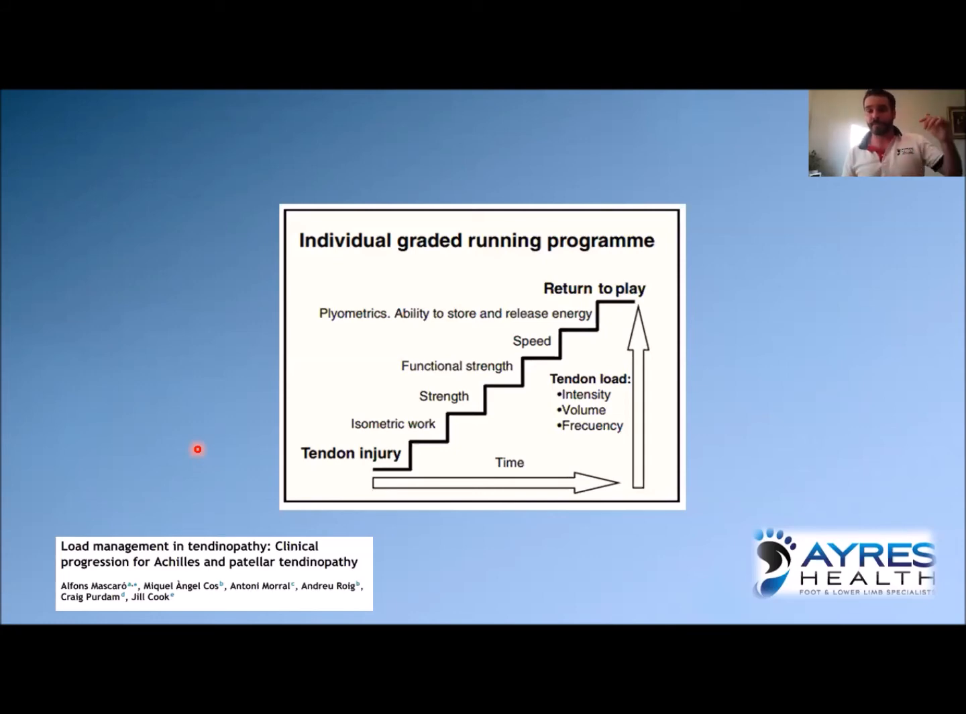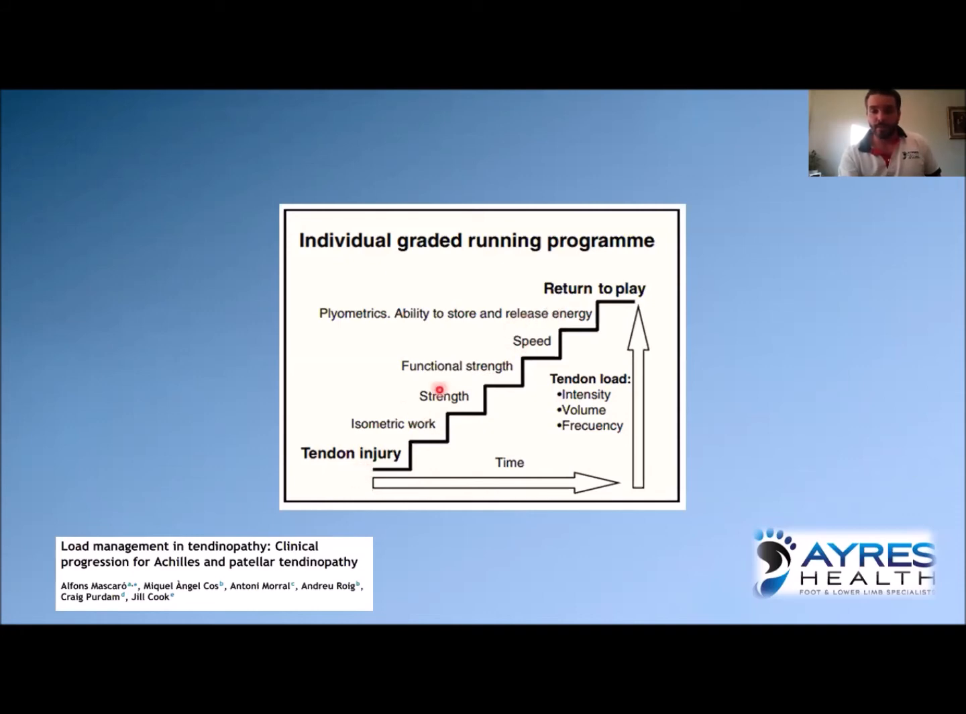So it's basically the same as that force velocity curve, but it's broken down for rehabilitation. What it shows is if somebody's injured, they're down at this end of the scale, and over time we're going to increase the load going through their body. So we're going to increase the intensity, volume and the frequency of the exercise that they're doing, and we're going to gradually progress them through these different stages of rehabilitation.